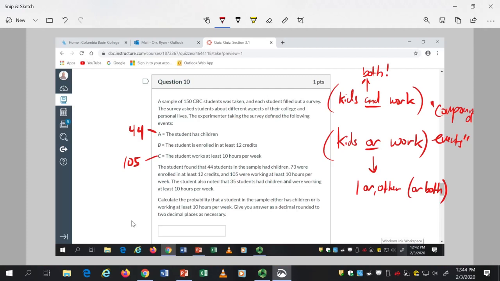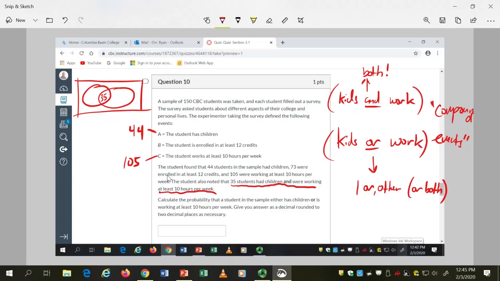One thing I'm going to show you in a second is that when we think about compound events, one way to think about them is using Venn diagrams, which you may not have used since English class. Basically the idea is you have two groups where there's overlap. When we say that 35 students had kids and were working, those 35 students fall in both groups. These 44 students include those 35 students, but these 105 students also include those 35. If you just add up these two numbers, you're going to double count the people in the middle. They don't count double because they're not double people. So you have to take into account the fact that they overlap.